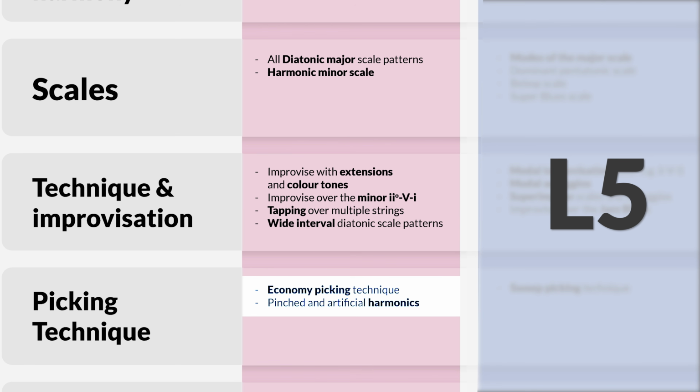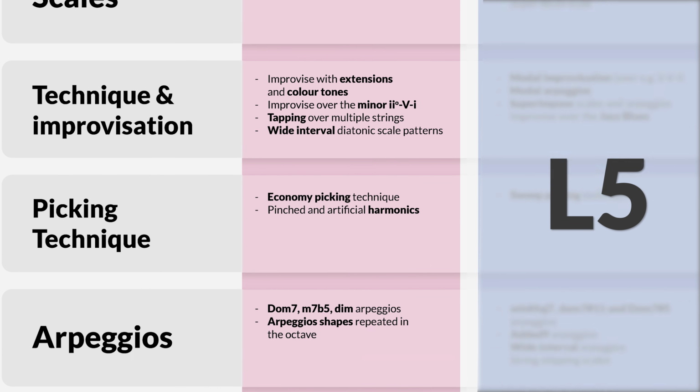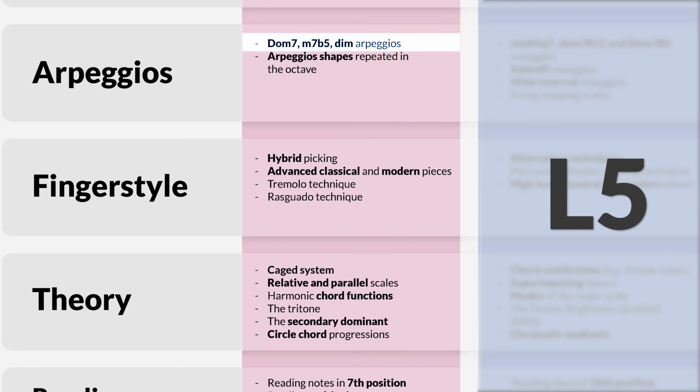Now your technique will progress by learning pinched and artificial harmonics, and you start with economy picking for a more versatile picking technique and as a preparation for sweep picking. Now in addition to the already learned major 7 and minor 7 arpeggios, you will learn the dominant 7, half diminished and full diminished arpeggios and some patterns that repeat themselves in the octave.